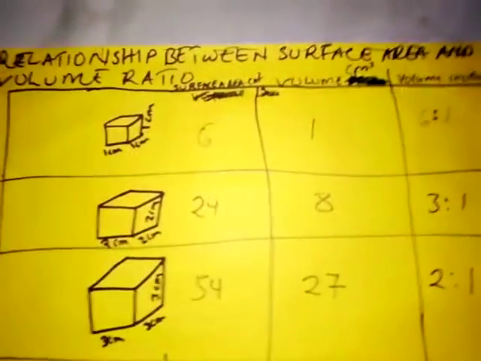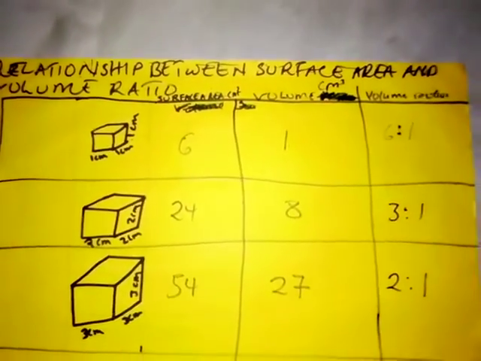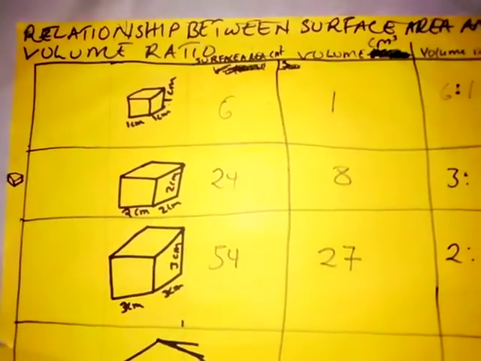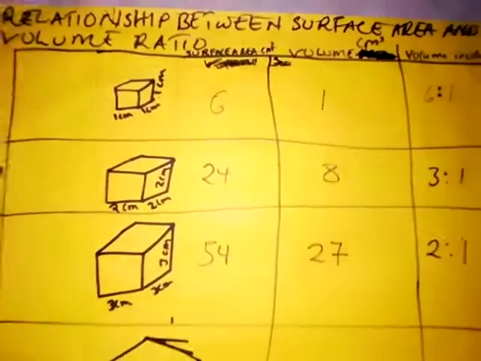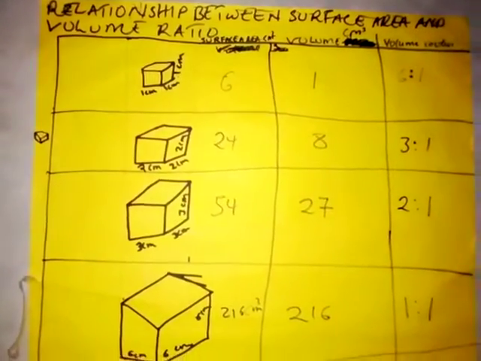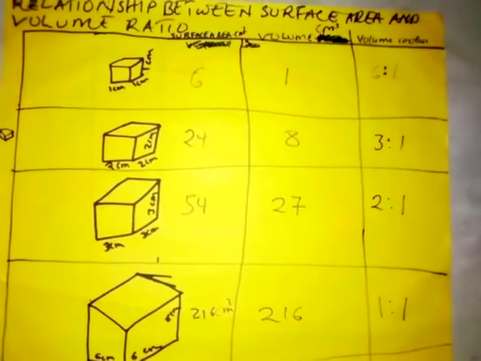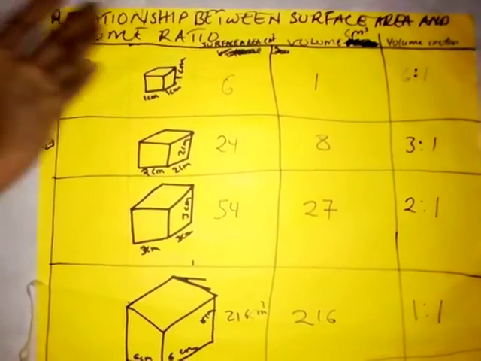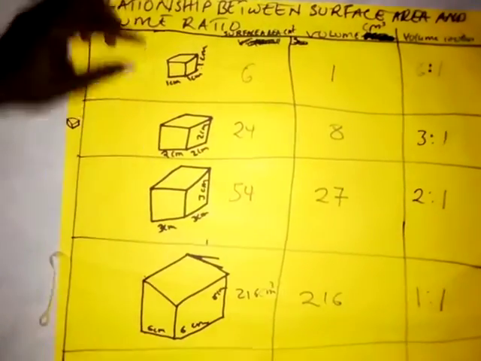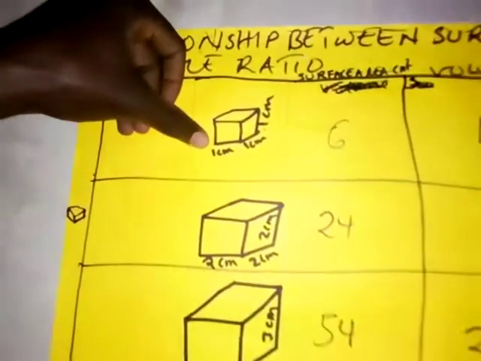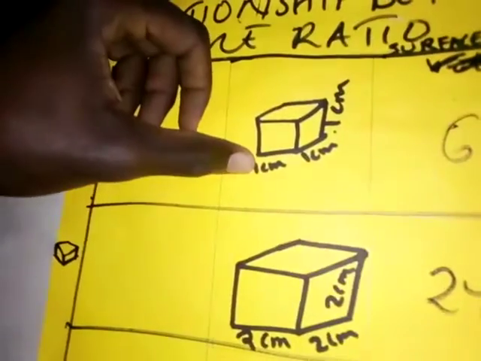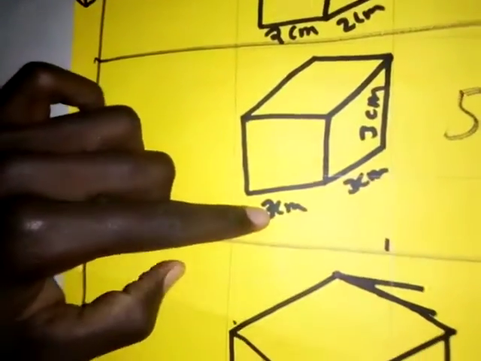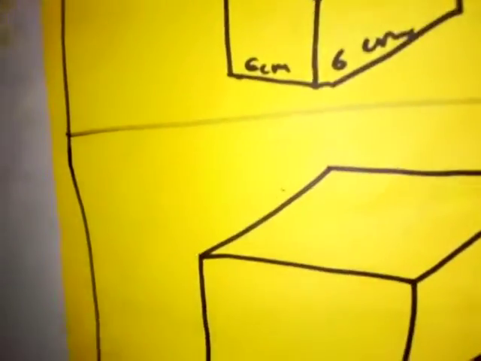So we look at the relationship between surface area and volume ratio. Just as I've mentioned earlier, different organisms have different surface area and volume that is always exposed to the surrounding. Now I have different objects here. So we have a cuboid having a measurement of 1 centimeter. The other one is having 2 centimeters. The other one 3 centimeters, 6 centimeters, and 12 centimeters.